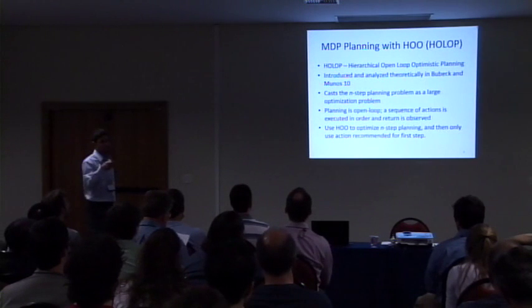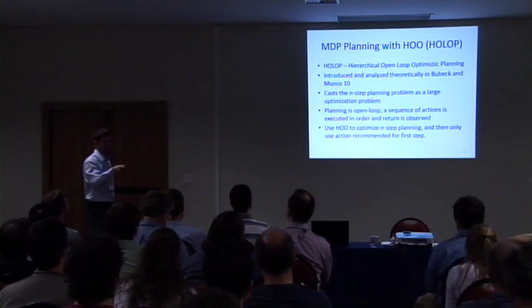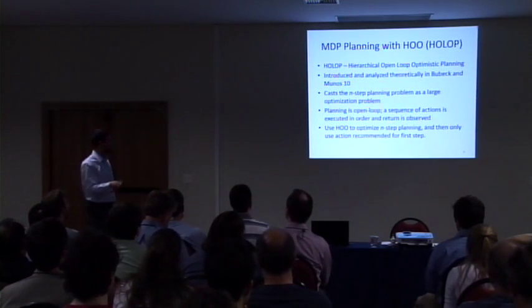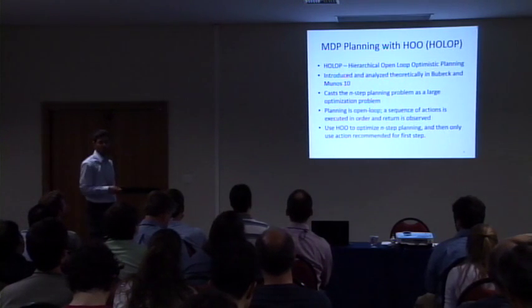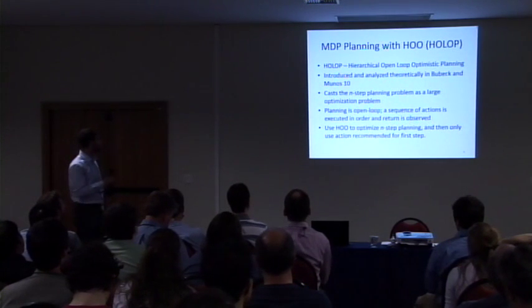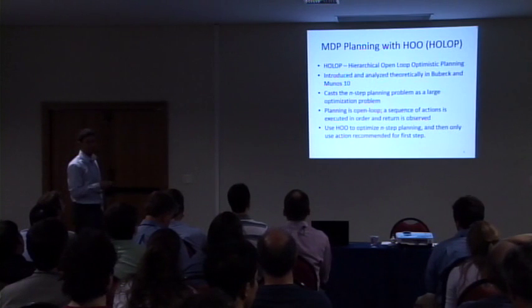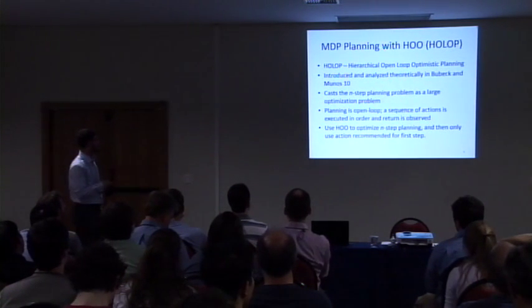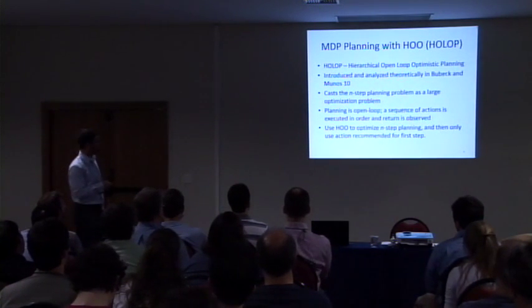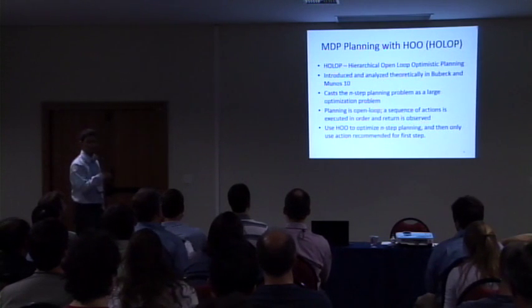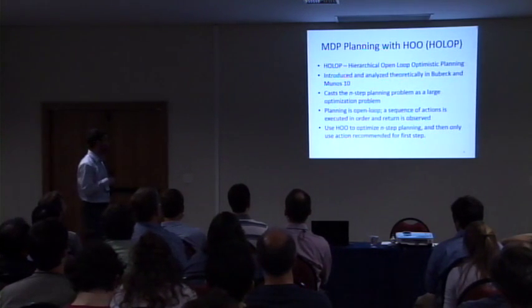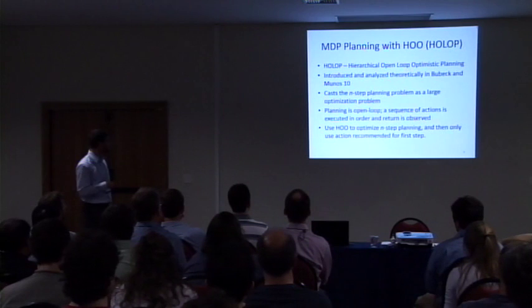Okay, so now the question is, we have an algorithm that's designed for planning in continuous bandit settings, and how do we apply it to continuous MDPs? The approach I'm going to talk about here is called hierarchical open loop optimistic planning. It was introduced and analyzed theoretically in 2010. Its performance has never been demonstrated empirically.